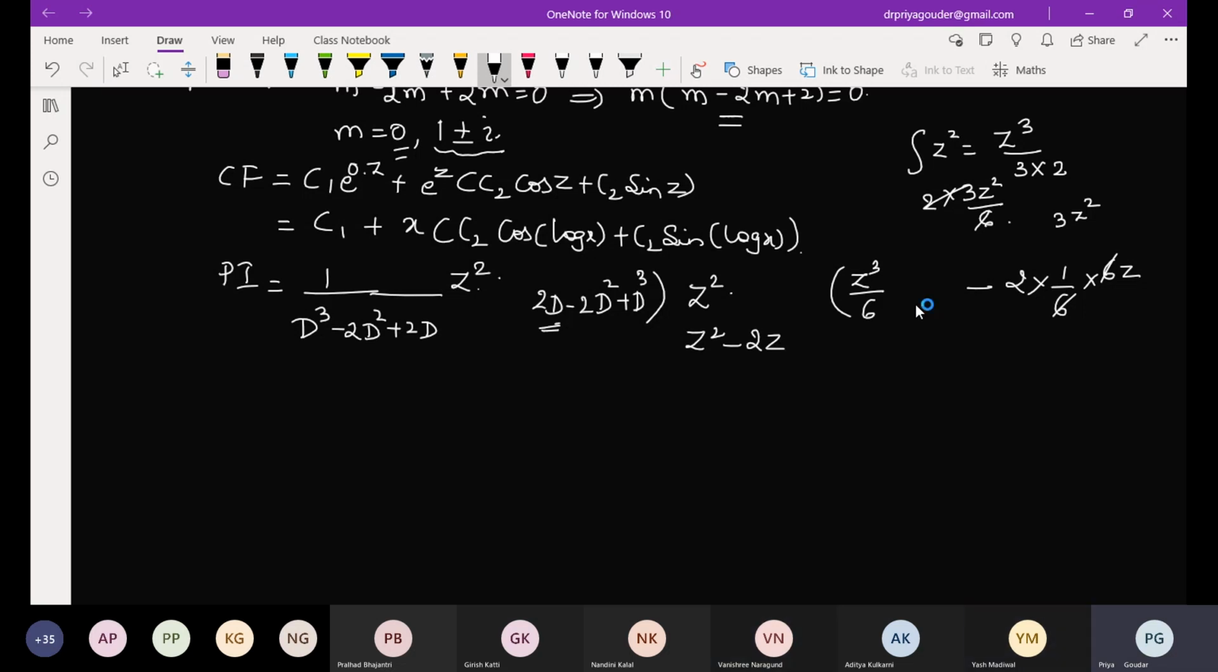Now, this is again the third order derivative. First order derivative is 3z square by 6. Second order derivative is 3 2s are 6z divided by 6. What is the third order derivative of the remaining? First order, second order, third order will be 1. So you have to write it as plus 1. Change the sign. So this is 2z minus 1.